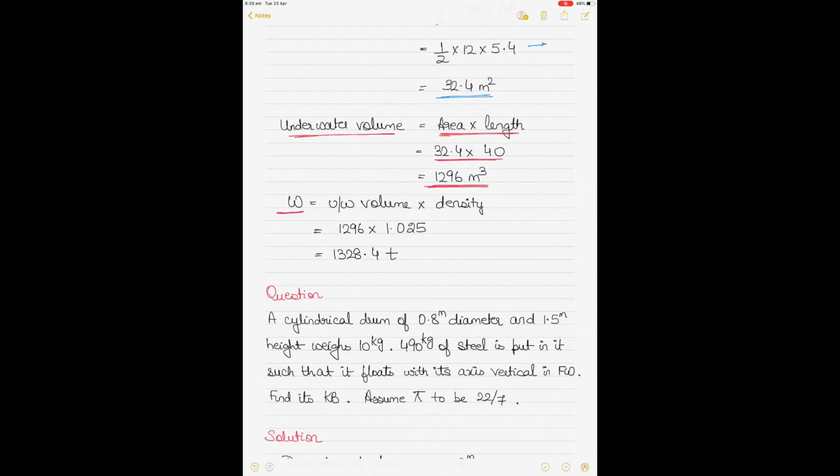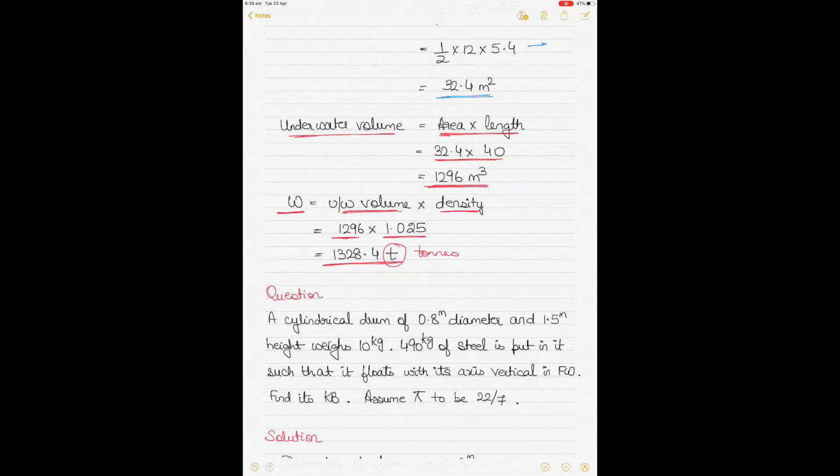So displacement, which is denoted by W, equals underwater volume by density. You have found out the underwater volume and you multiply it by the density, you will get the displacement, which is denoted in tons. So T stands for tons.